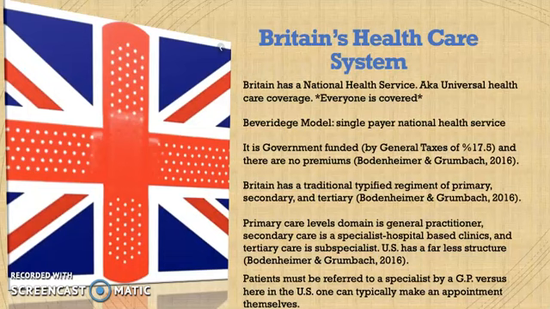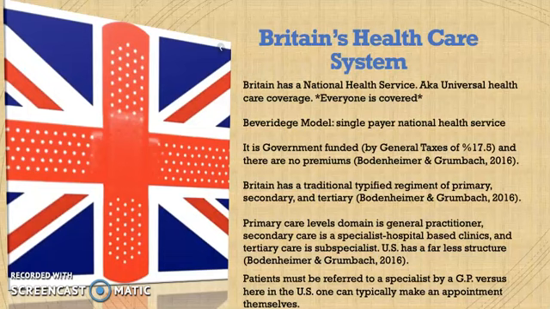Now we're going to compare another country's healthcare system versus ours, and I selected Britain, the UK. So, Britain has a national health service, aka universal healthcare coverage, and that means everyone is covered. It is the Beveridge model, I believe that's how you say it, which is a single-payer national health service. It is government funded, generally by taxes of 17.5%, and there are no premiums.